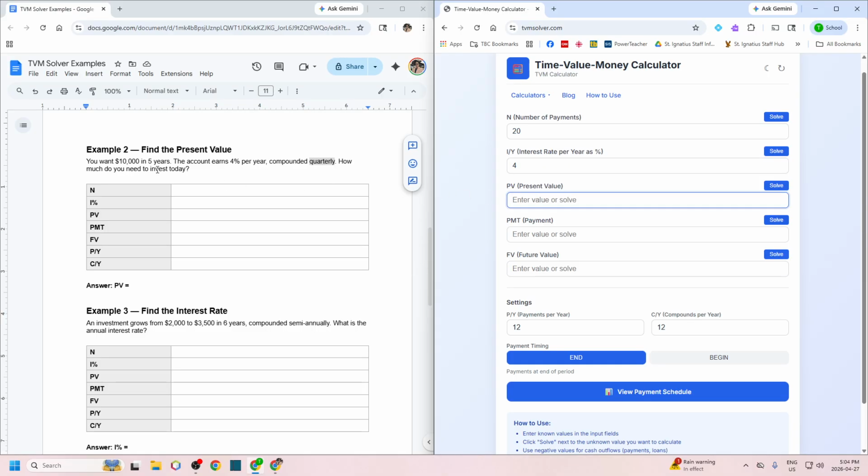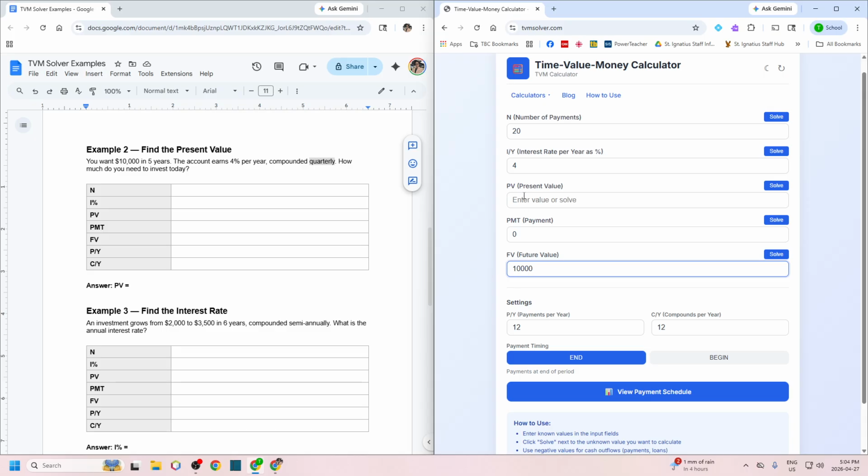Okay, so it says, how much do I need to invest today? I don't know what that number is, so we're going to leave that one. Payment, it doesn't say anything about making payments, so leave that as a 0. And the final value, I want to have 10,000. This needs to be a positive number. I need to receive $10,000 at the end. I need to gain that. So that's a positive number right here.